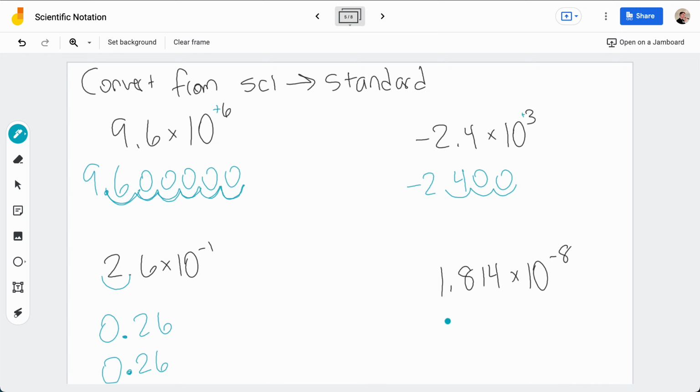And then we have this one, right? So I have 1.814. And we're moving the decimal point 8 spots to the left, because if I divide by 10 once, I'm here. So we go 1, 2, 3, 4, 5, 6, 7, 8. So the decimal point is here. So I'm going to put a 0 before it, and then I'll fill in all the other spots here with zeros. That would be my answer for that one.